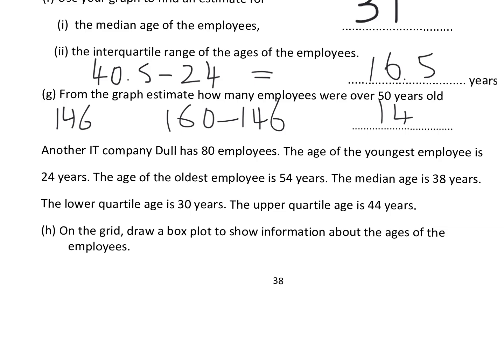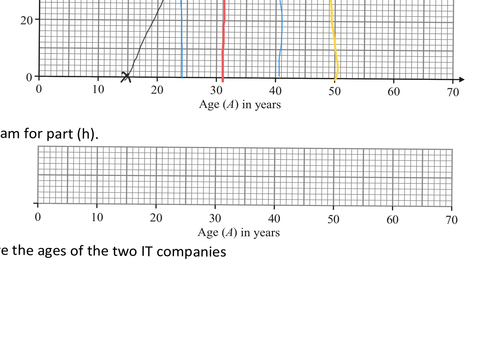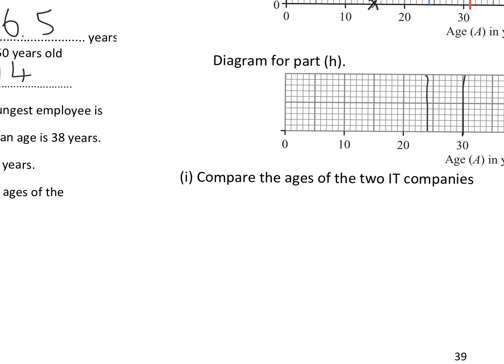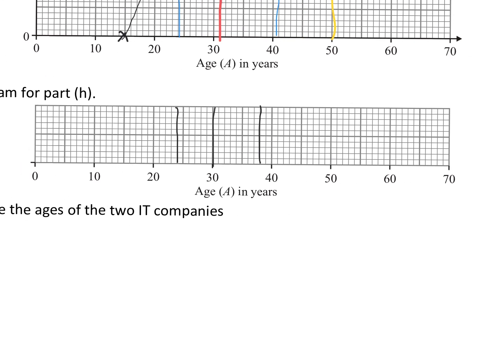24, 30, 38. I think that one was 44, but I'll just double check. 44 and 54. So they are my key markers. That's the minimum to the lower quartile. Then we connect the lower quartile with the upper quartile to create a box, and from the upper quartile to the maximum to create our whisker.